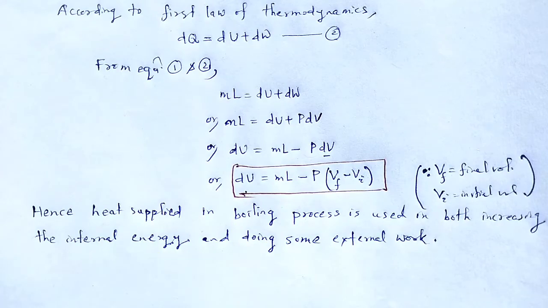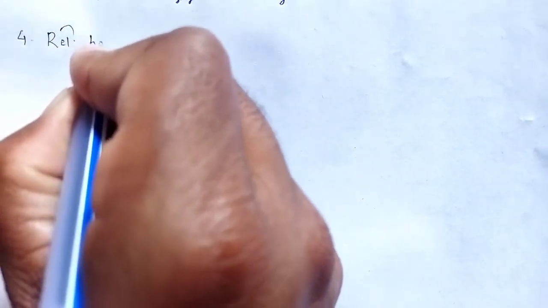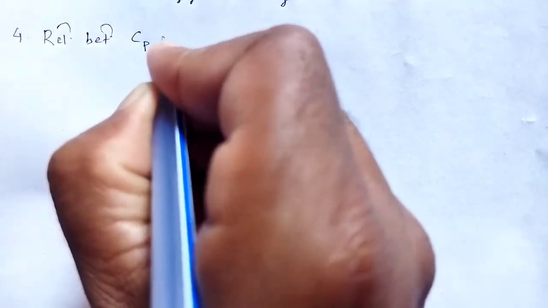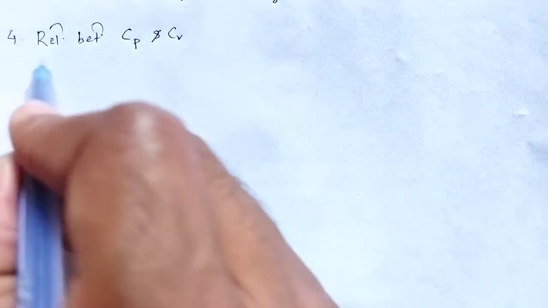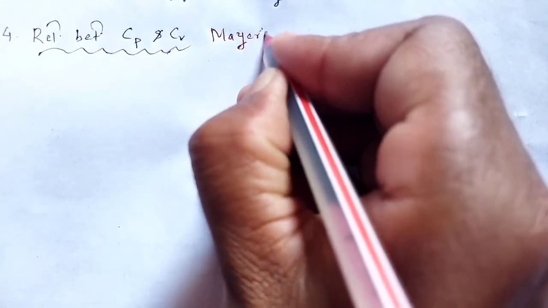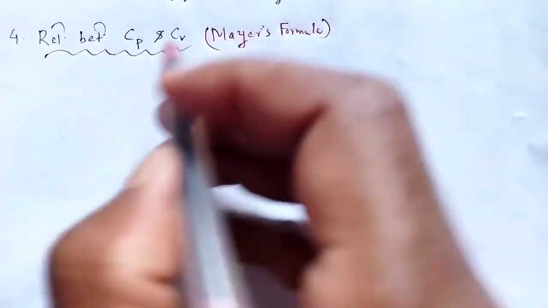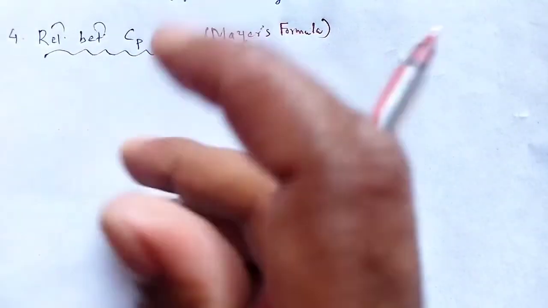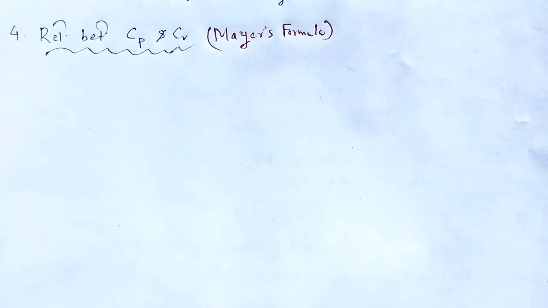Next, application number 4, the relation between Cp and Cv, which is known as Mayer's formula. Cp is the specific heat of gas at constant pressure, and Cv is the specific heat of gas at constant volume. What is the relation between these two?